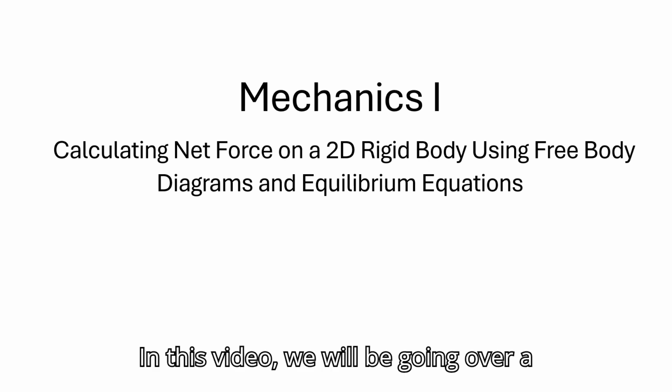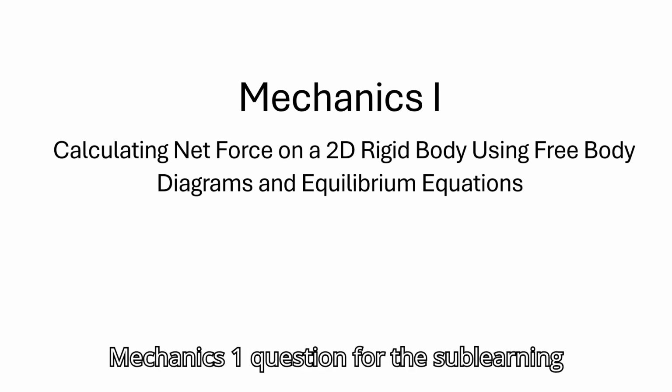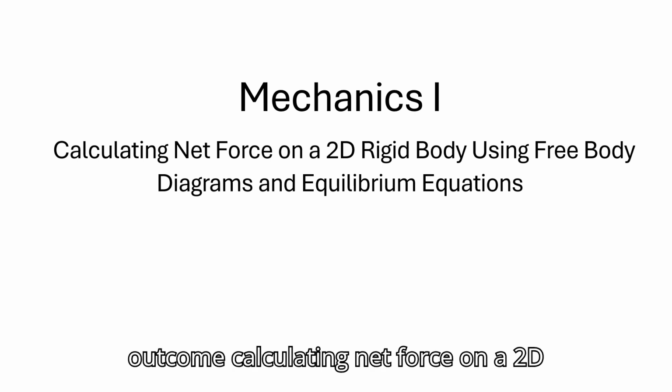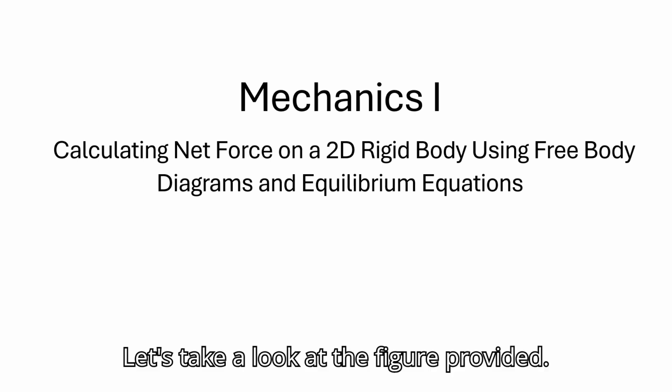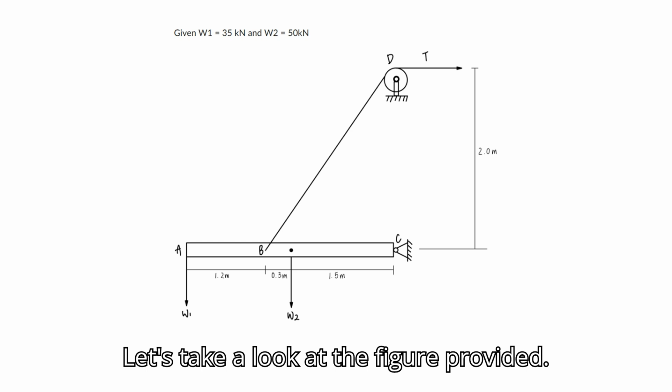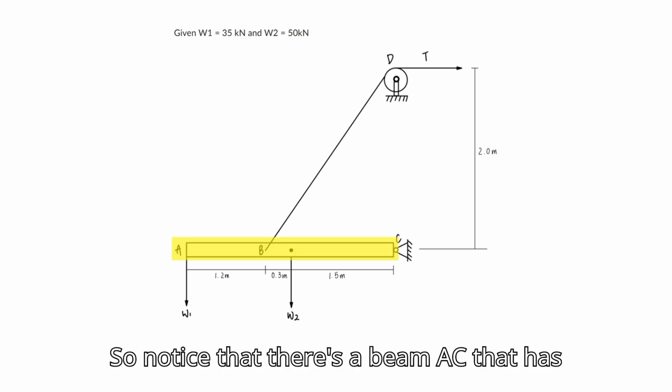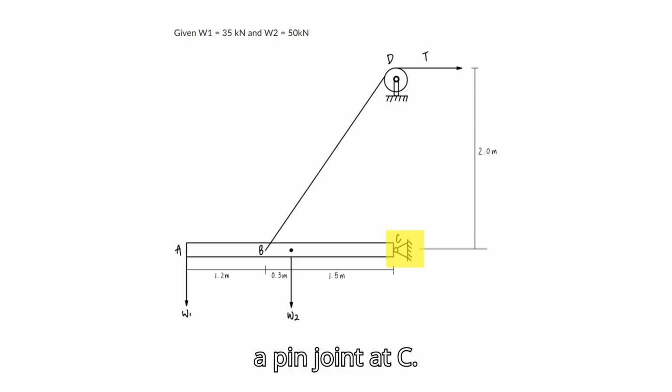In this video, we will be going over a Mechanics 1 question for the sub-learning outcome, calculating net force on a 2D rigid body using free body diagram and equilibrium equations. Let's take a look at the figure provided. So notice that there's a beam AC that has a pin joint at C.